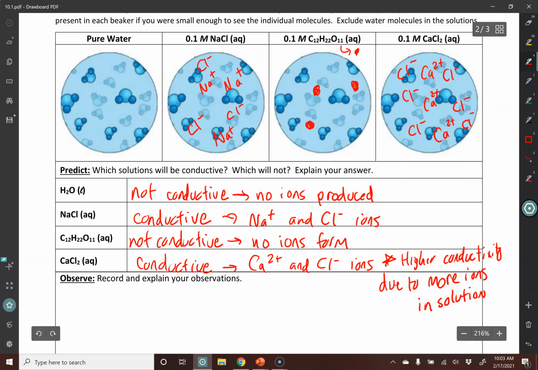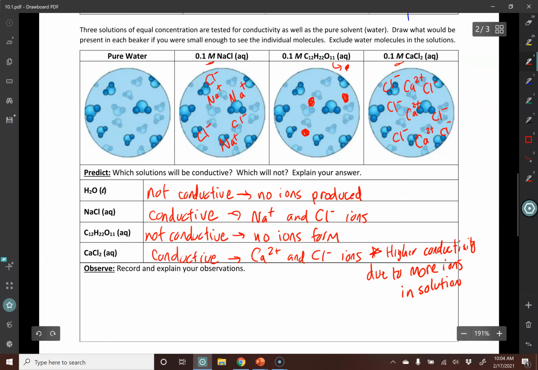So if we were using the conductivity meter, or kind of that light bulb apparatus that we had set up previously, we would see the light bulb glowing more brightly in the calcium chloride solution than in the sodium chloride solution. Even though they're technically the same concentration, 0.1 molar, they've got the same number of moles per liter, because calcium chloride breaks down into more ions, we're going to see greater conductivity from that solution than we will the sodium chloride solution.